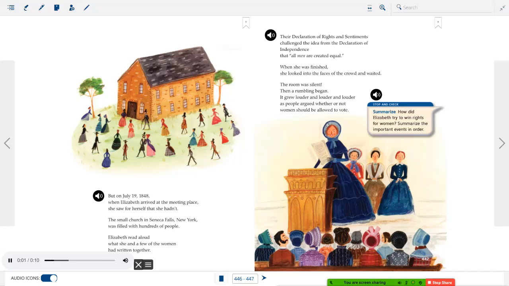Stop and check. Summarize. How did Elizabeth try to win rights for women? Summarize the important events in order.